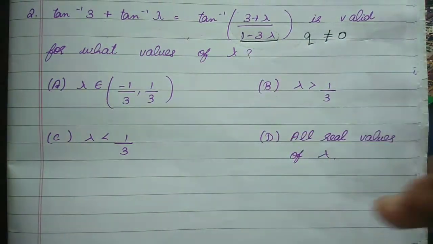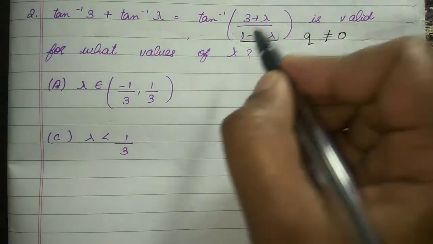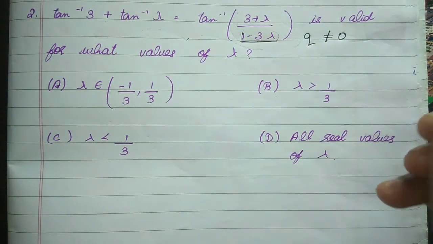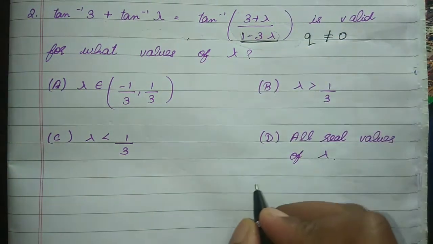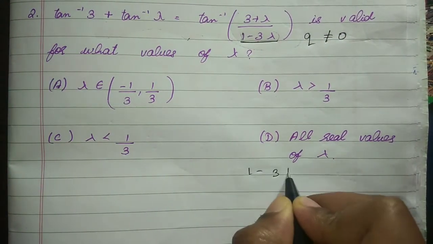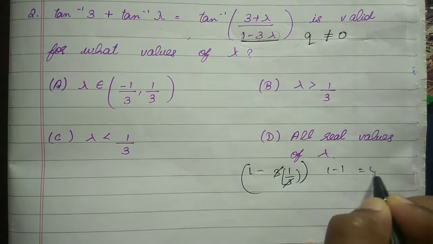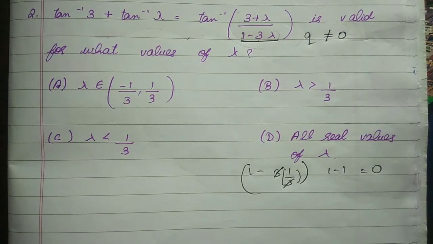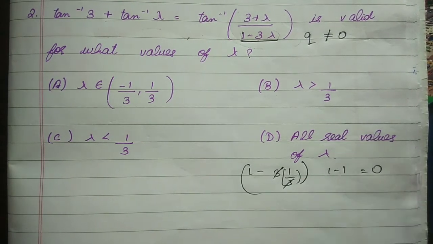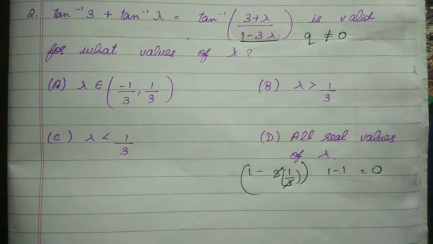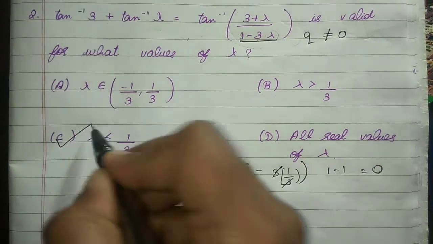If it should be 0, it will be 1 minus 1. At what place will this be 1? 1 minus 3 into 1 by 3. When lambda is equal to 1 by 3, it will be 1 minus 1, which is 0. So in that position we will get 0 in the denominator. So lambda should not be equal to 1 by 3 or greater than 1 by 3. The lambda value should be lesser than 1 by 3, so therefore option C is right.